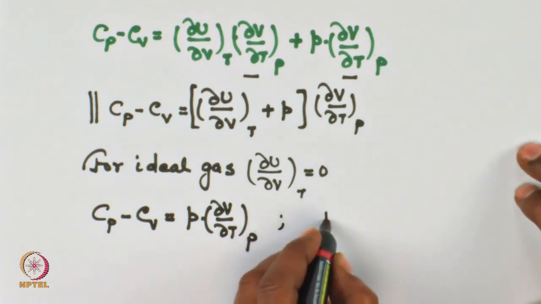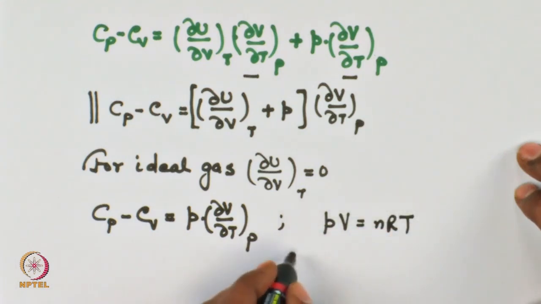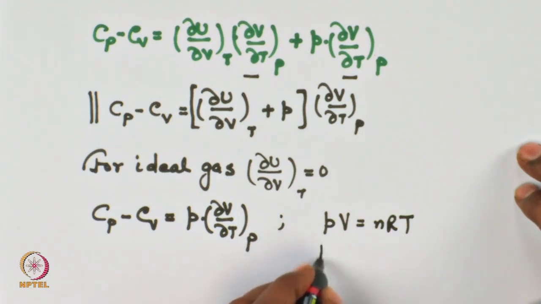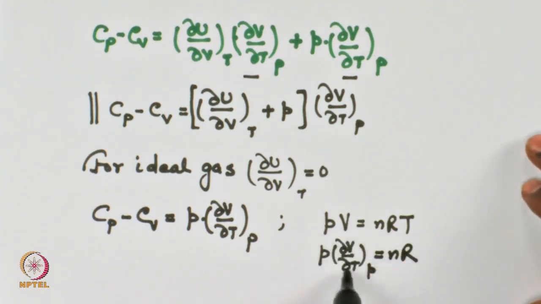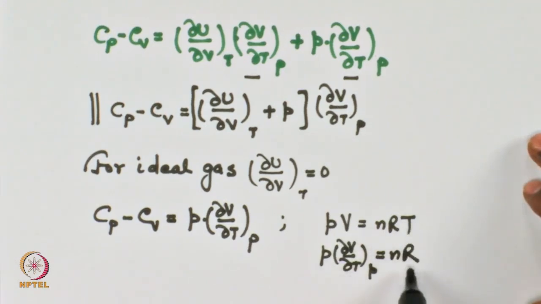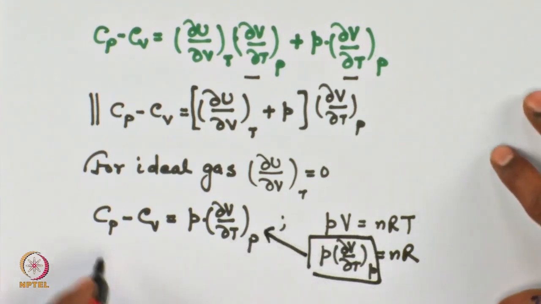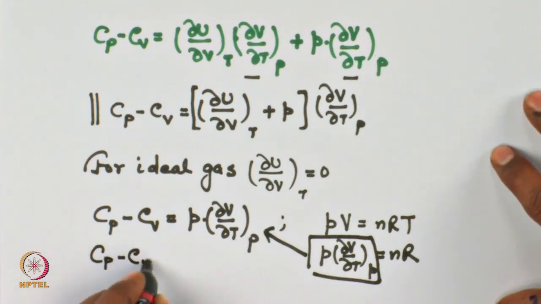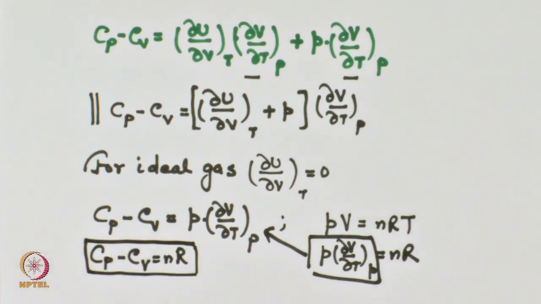Now, you remember that PV is equal to nRT. This is for ideal gas. So, according to this, P into variation of volume with respect to temperature at constant pressure is going to be nR. Derivative of temperature with respect to temperature is 1. So, we have nR, and this I can substitute over here. Once you substitute over here, you get Cp minus Cv is equal to nR. This is the equation that is applicable to ideal gas. And this is the most widely given answer when someone is asked, what is Cp minus Cv? For ideal gases, it is equal to nR.